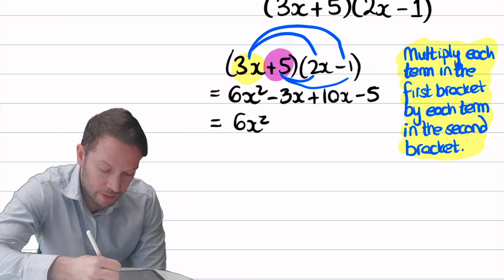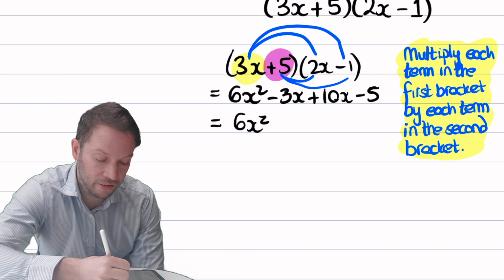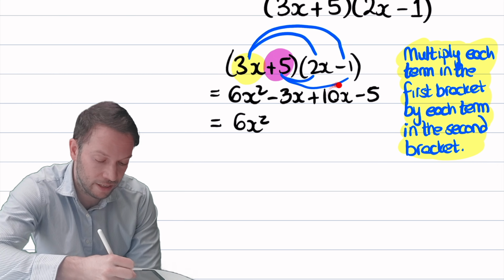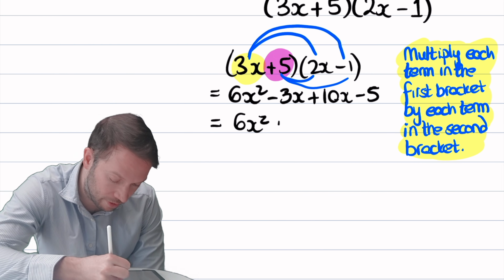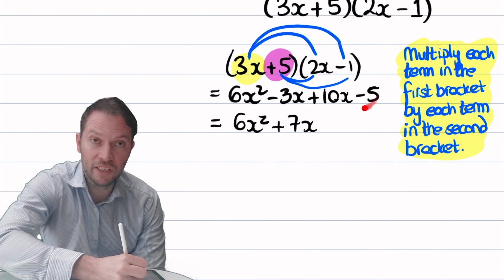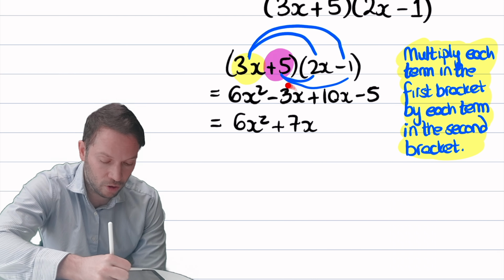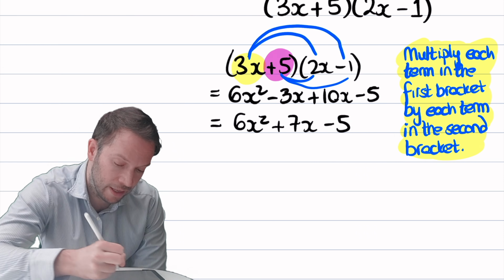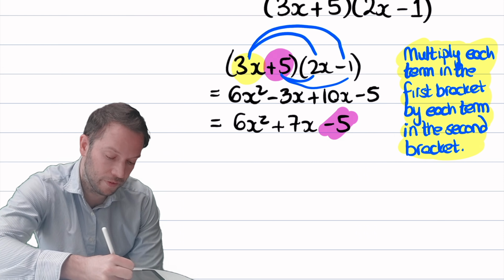But these are both x terms without powers, and we can collect them together. So we've got minus 3 lots of x plus 10 lots of x is plus 7 lots of x. And then finally, we've got this minus 5. It doesn't even have a variable. There's no other constants like this where we just have a number on its own. So we put the minus 5 there. And that is the final answer.